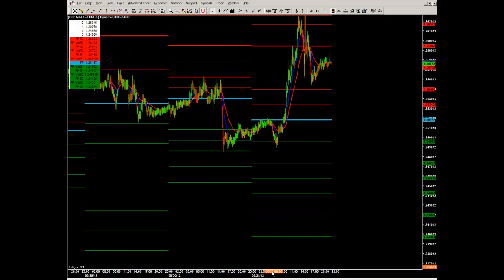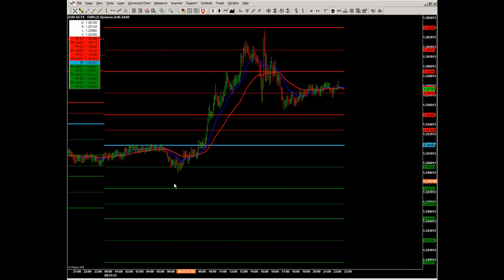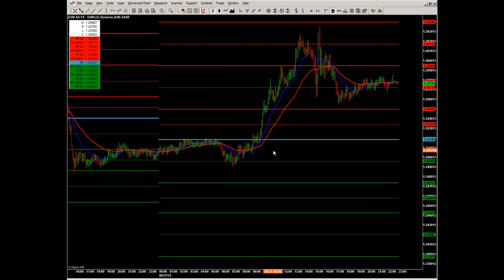Now, guys, originally the strategy we were taught to take the trade, let's say we were taught to take a pivot long trade in this particular case.